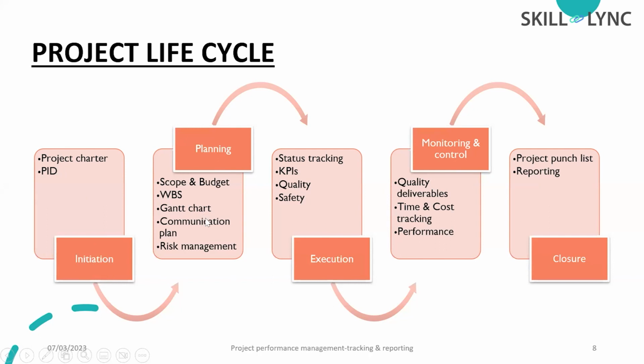Then what is the next phase? Planning. If you wanted to become a planning engineer, what are the factors that we need to understand, or what are the deliverables that we need to submit to the stakeholders? This can be the clear scope and budget of the project. Then the work breakdown structure. Then we have the Gantt chart, then the proper communication plan, and the risk management methodology. If you are into the planning part, that is also a major backbone of the project.